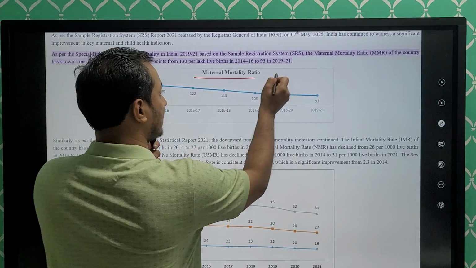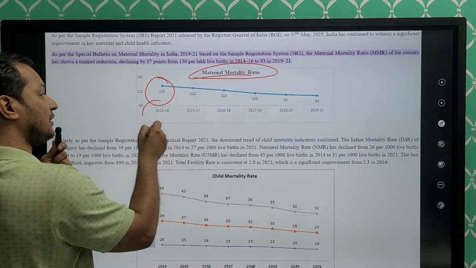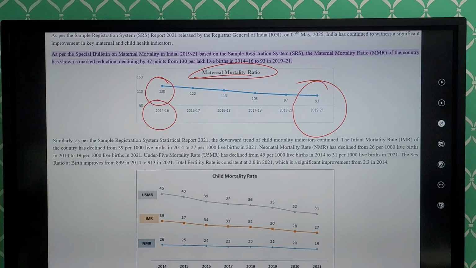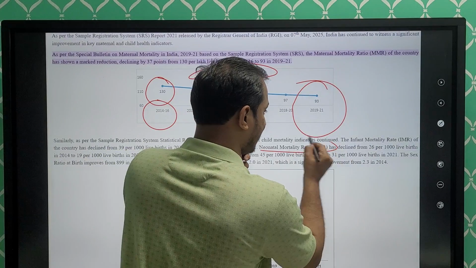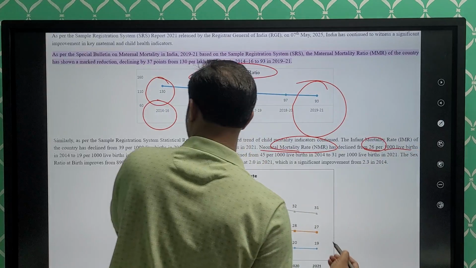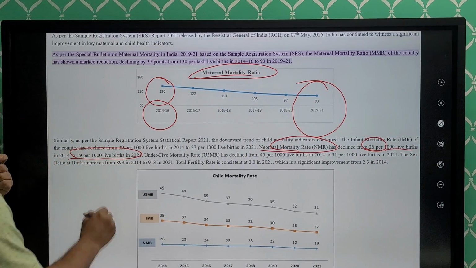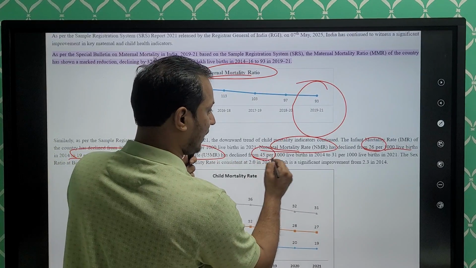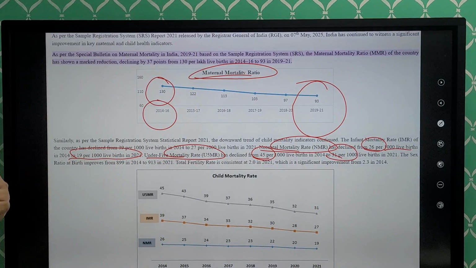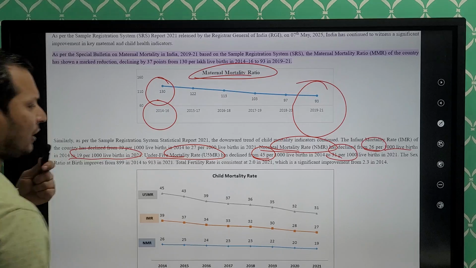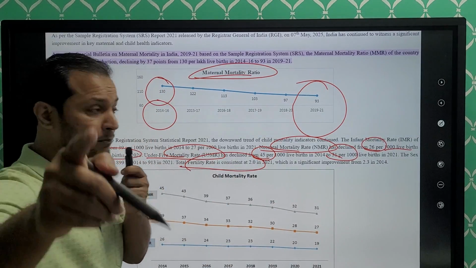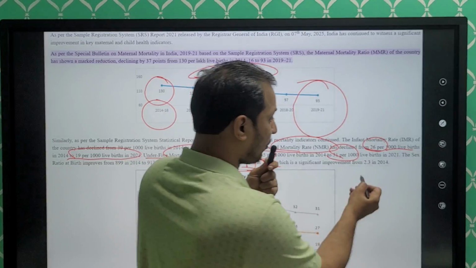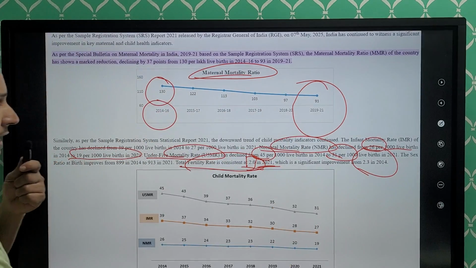You can see here the maternal mortality rate, which was very high at 130 in 2014-16, has decreased to 93 in 2019-2021. Similarly, the neonatal mortality rate has declined from 26 per 1000 live births to 19 per 1000 live births in 2021, and the under 5 mortality rate has also declined from 45 to 31. This is a very important point. And total fertility rate, which was asked in the UPSC prelims examination, has declined to 2.0 in 2021, a significant improvement from 2.3 in 2014. All these come from the same theme.